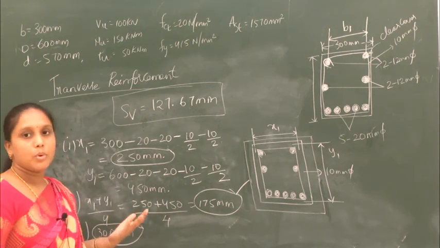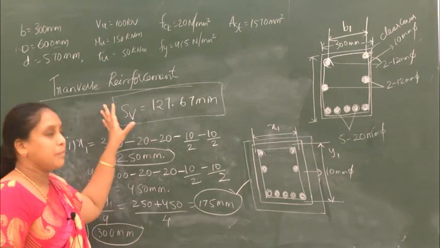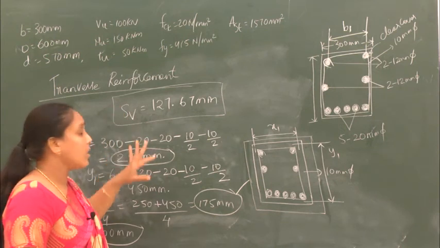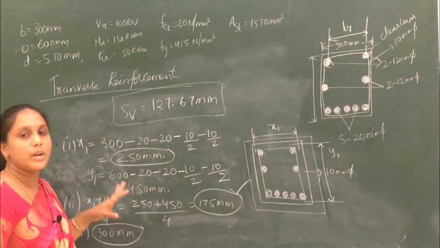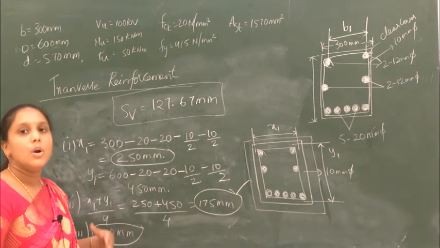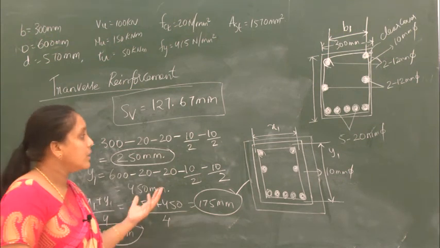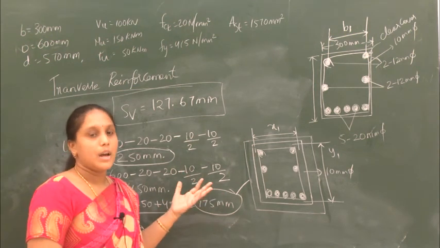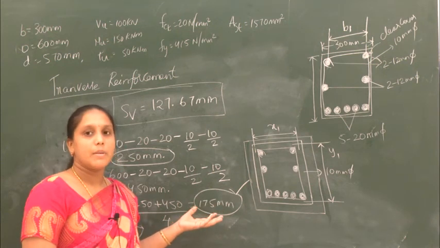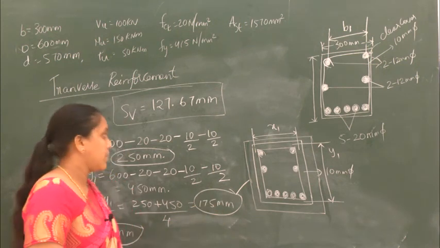Okay, so what I am doing here, I am considering a spacing of 120 mm. The vertical spacing I am considering as 120 mm, and the dia of the stirrup I am providing as a 10 mm two-legged stirrup.